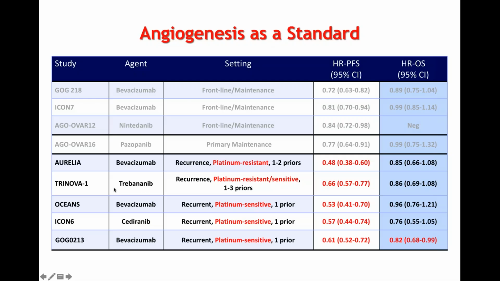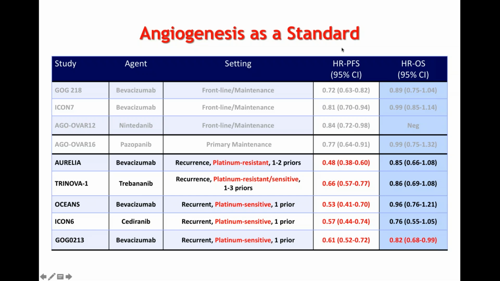So I'll briefly just mention bevacizumab, because this is a drug, as I just showed you in the frontline setting, that gained approval this year. It got approval in 2 settings. One, it got approval on the basis of this trial here, Aurelia, for platinum-resistant tumors. And on the basis of Ocean and GOG-213, it got approved in the platinum-sensitive space.